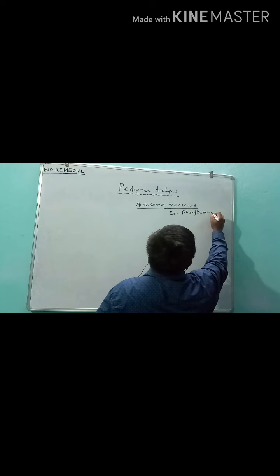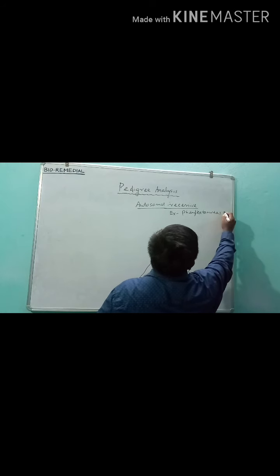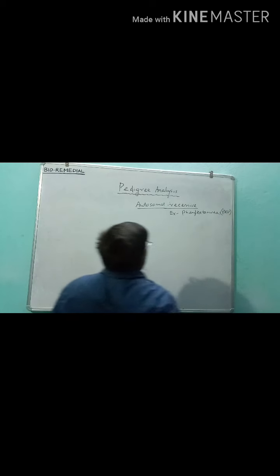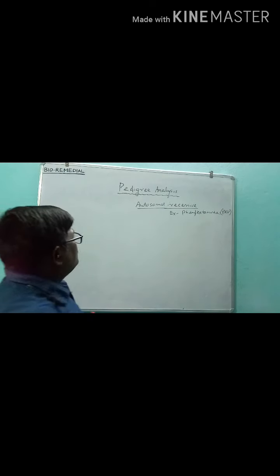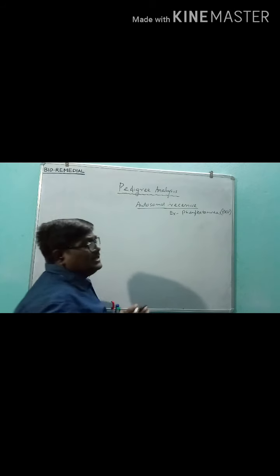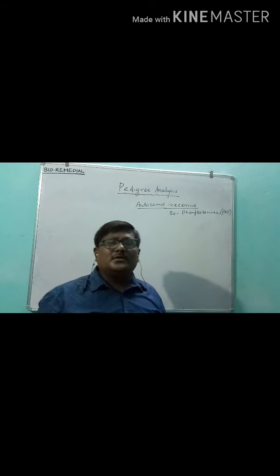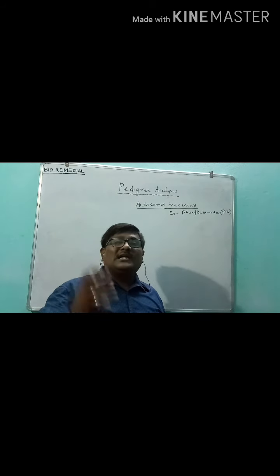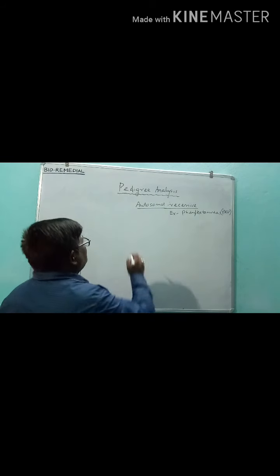Phenylketonuria. The disease is commonly called PKU. Suppose phenylketonuria is an autosomal recessive disorder. When it is a recessive disorder, we must understand it must be expressed in a homozygous condition. Look at the pedigree chart.